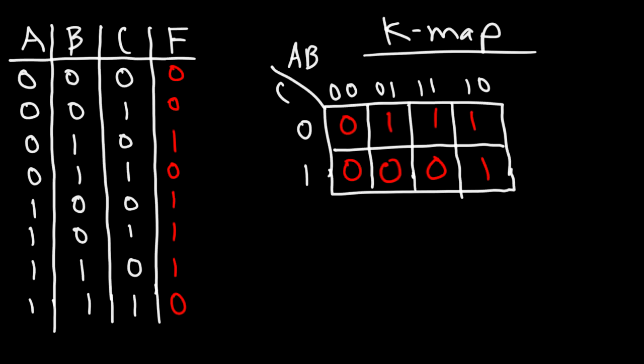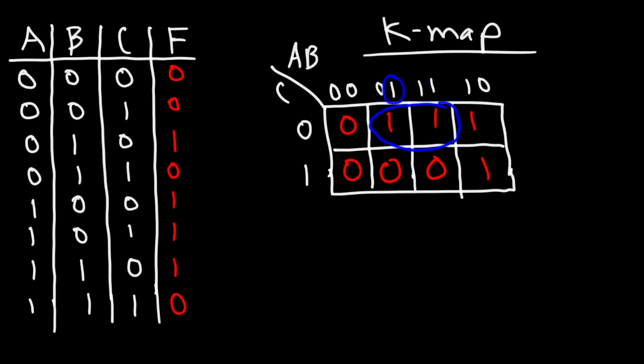So the best thing we can do is circle 2 groups, or 2 pairs, of 1s. Let me use a different color so you can see it. So let's start with this one. Now, what information can we derive from that group of 1s? Those 2 1s highlighted, do they depend on the input A? Notice that the input A varies between 0 and 1, yet the output is the same. So the output for those 2 1s doesn't depend on A.